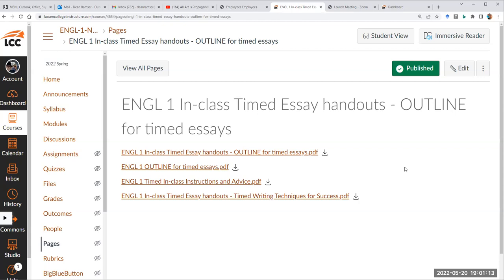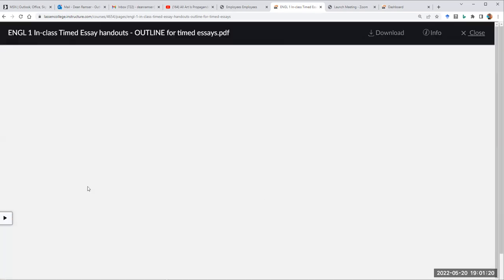So it is helpful. So for the timed in class essay, let's open up the first handout. This one is the outline for timed essays. And I think I added some additional information on this one.